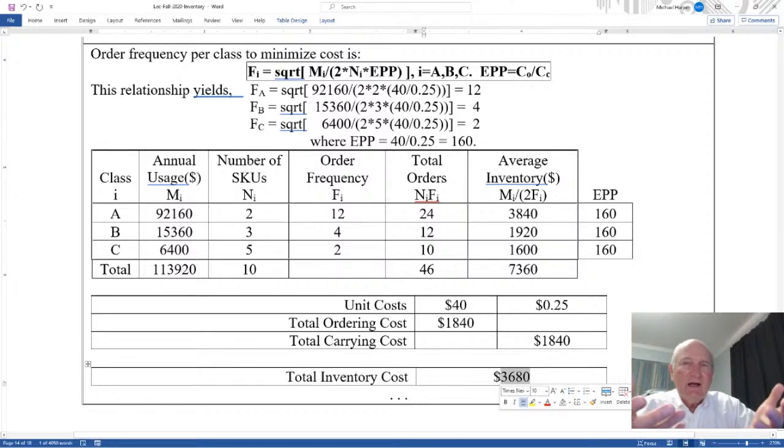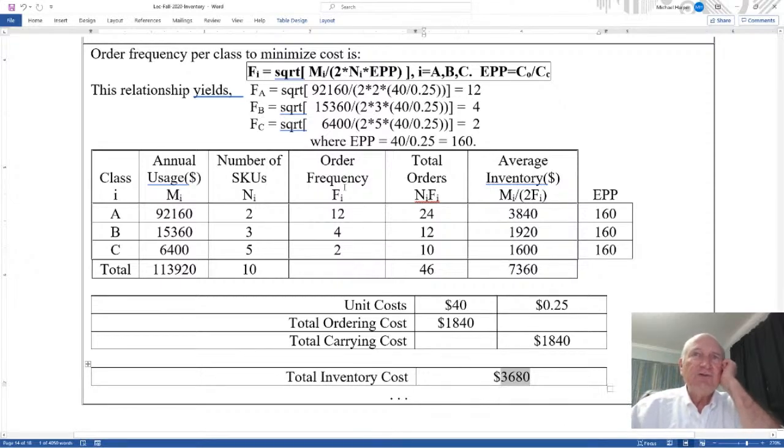If you deviate from this order frequency, 12, 4, and 2, a little bit, this cost is going up. And you can put it in Excel and actually try it. Trial and error, and it's going to go up. Okay? If this 12 goes to 13 and 14, that's going up. If it goes to 11, 10, that's going up. If 4 changes, goes lower and higher, that's going up. If 2 changes, lower or higher, that's going up. It doesn't go up much, but it's going to go up. So that is a minimum.